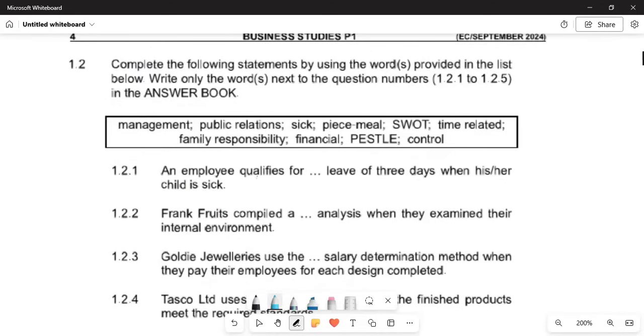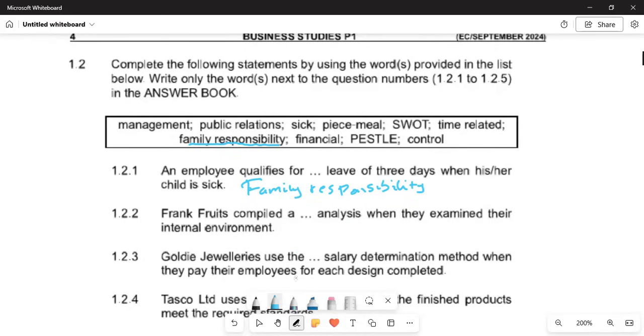It says an employee qualifies for dash for 3 days when he or the child is sick. So if the child is sick, it means an employee qualifies for family responsibility. That is family responsibility. That is the correct answer.